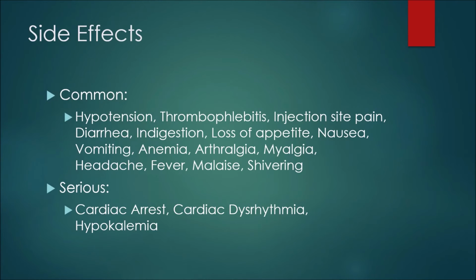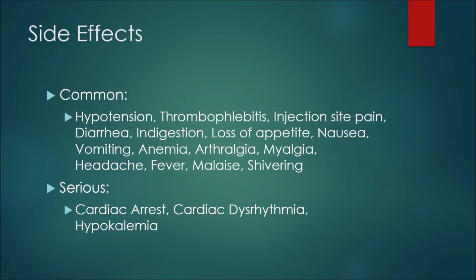As with all medications, there are some side effects or adverse reactions that patients may experience while using Amphotericin B, so we'll go over some of those here now. Hypotension would be a common side effect, also known as low blood pressure, as well as thrombophlebitis. Injection site pain may occur, as well as diarrhea, indigestion, or a loss of appetite.